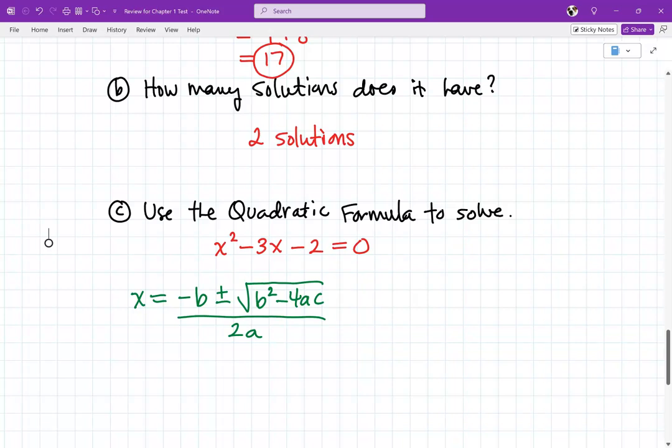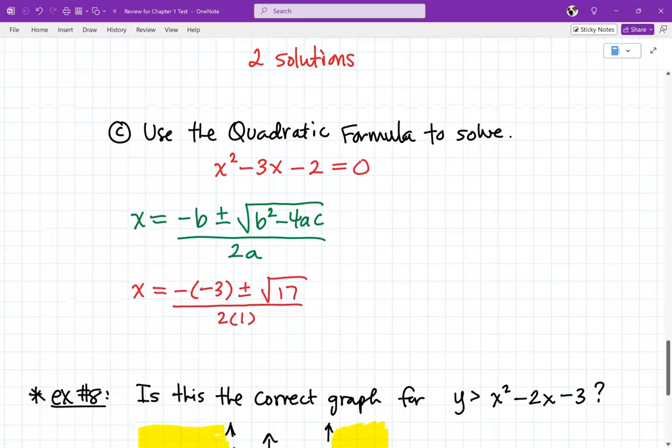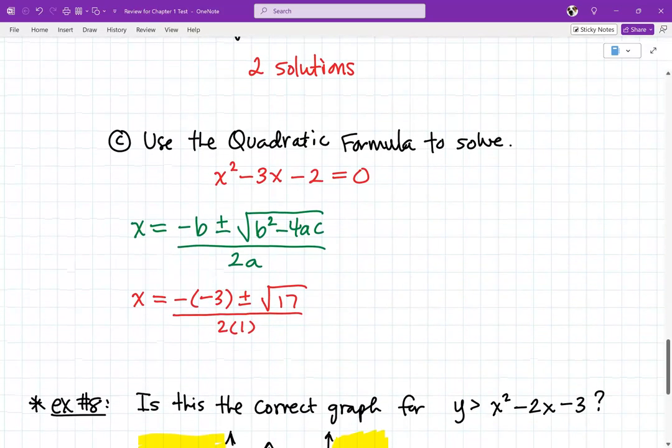Here's the good news. I already know what the answer to the discriminant is. The b squared minus 4ac, this part inside of the radical, what am I going to put right here? 17. I did it already. It'll make it a little bit faster. So x is equal to negative of a negative 3, because b is negative 3, plus or minus the square root of 17 over 2 times a. That's 2 times 1. We're almost done. We've got one more step in this problem.